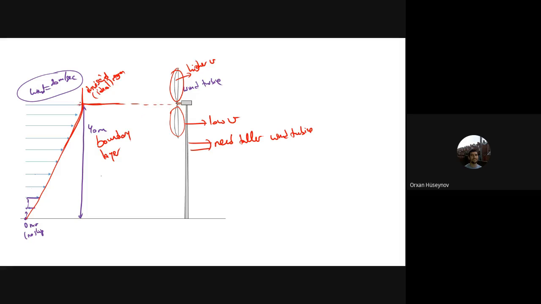A taller wind turbine such that the blades are here. So you have one blade here. You have another blade here. So it should be opposite. And you have the two blades here. So your blades should be above this line. Okay, your blades should be here. It should be above this line here where you don't feel the effect of the boundary layer.